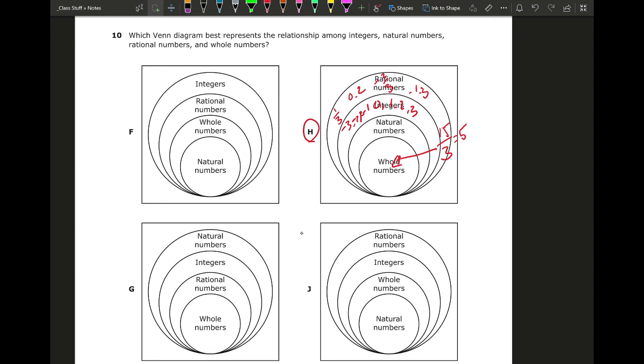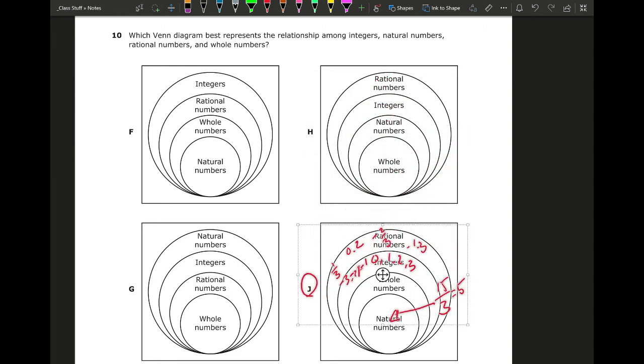Why is it still not H? Come on, Mr. Gomez, what are you doing? It's not H. Why is it not H? Which one is backwards? Which one is backwards? What about whole numbers? So which one is the answer? F? No. Right there.